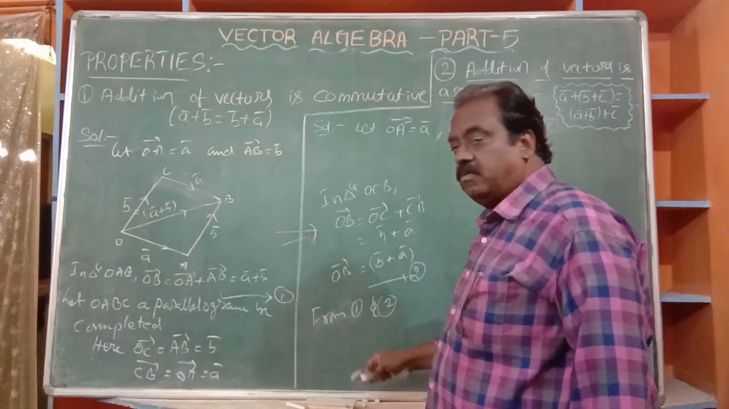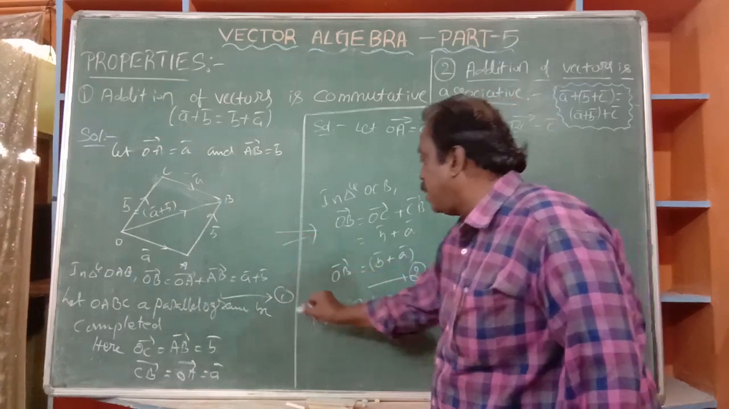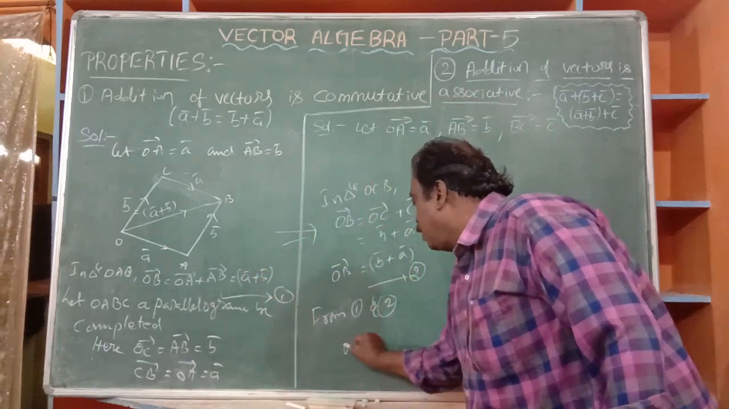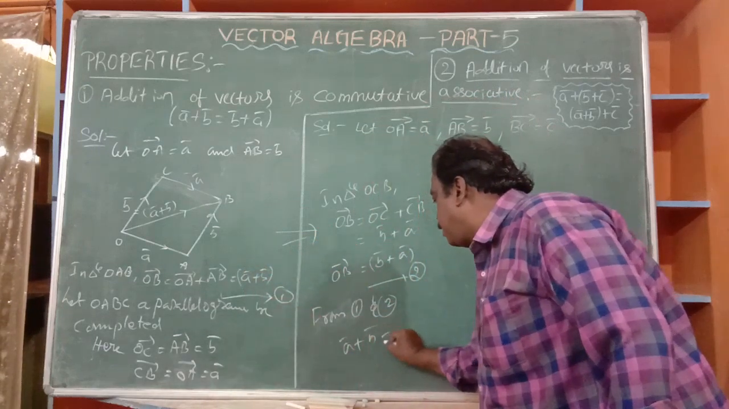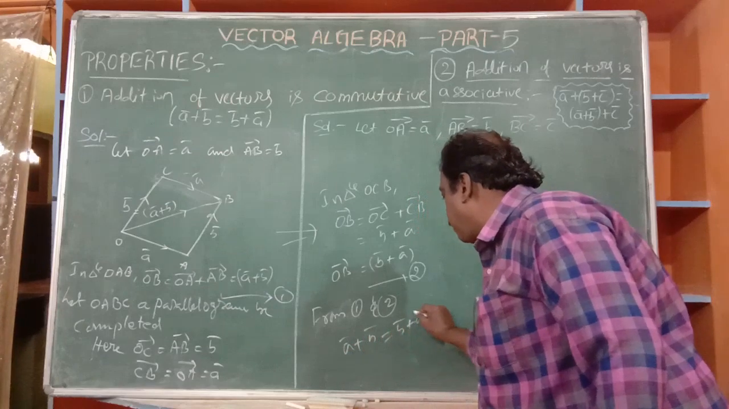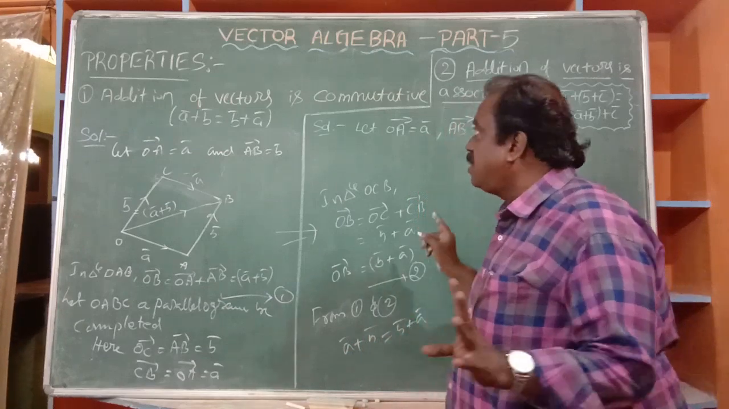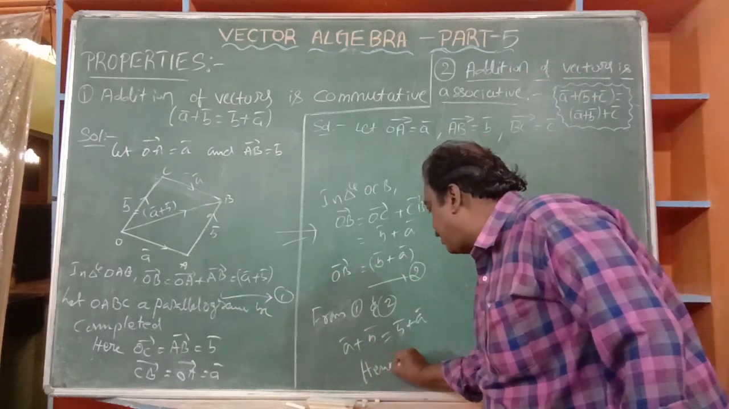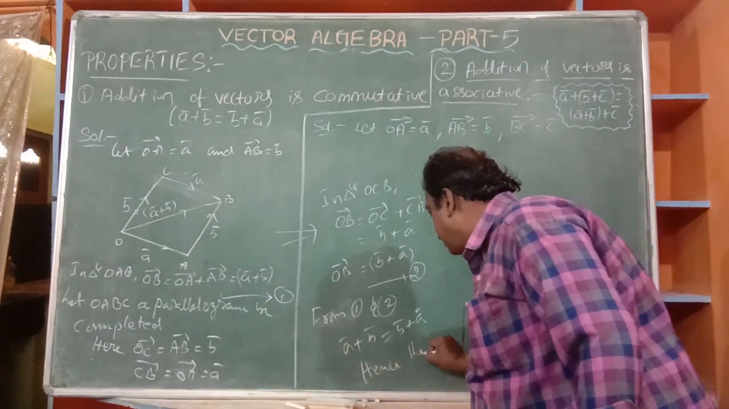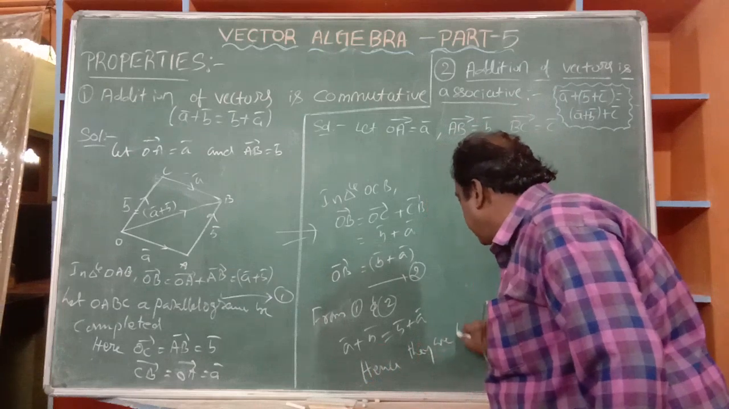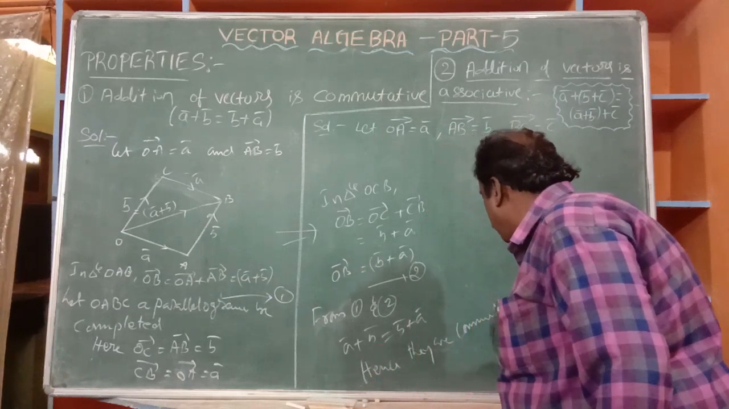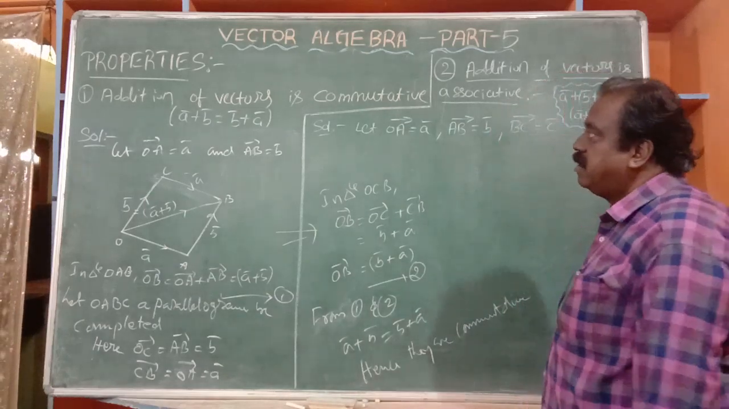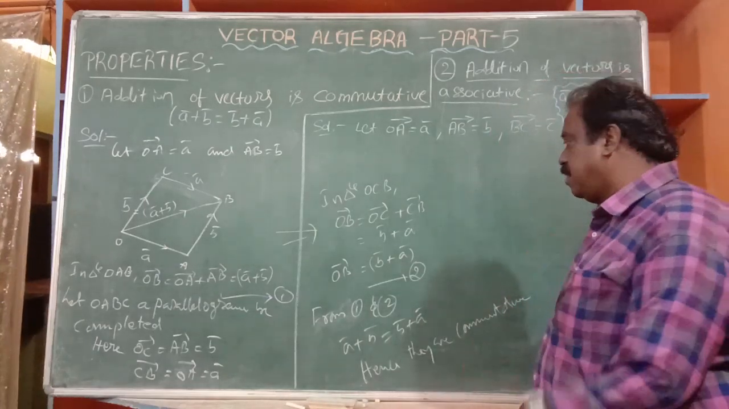Both are OB bar. Now OB bar is A bar plus B bar at one time, but the other time it is B bar plus A bar. So A bar plus B bar is nothing but B bar plus A bar. So it is the commutative law. Hence they are commutative. Now we follow the commutative law. The addition of vectors follows the commutative law.